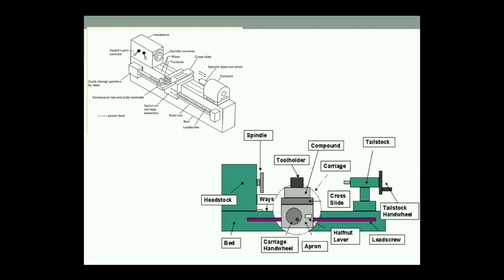The tool holder is mounted on the compound, the compound is mounted on the carriage, and this whole carriage is mounted on the bed of the lathe machine, where we have the guideways. To move on the guideways we require a rack and pinion arrangement, and the whole assembly can be moved with the help of the hand wheel. The whole assembly of movement is what we call the carriage.